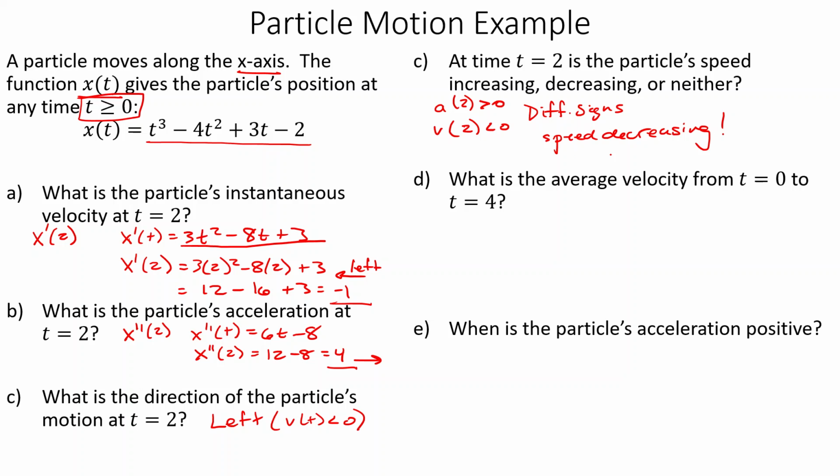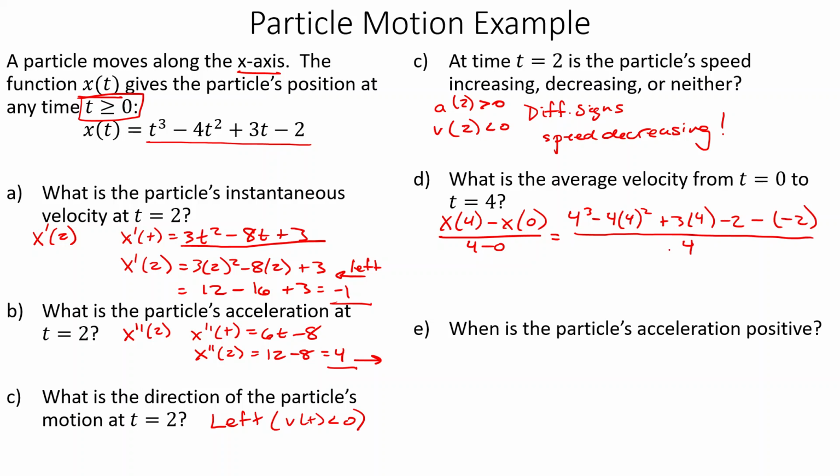All right, so different signs means they're fighting against each other, it's slowing down. What's the average velocity from t equals 0 to t equals 4? Well, that's just going to be x of 4, the position at 4, minus the position at 0, over 4 minus 0. All right, so we're going to get 4 to the third minus 4 times 4 squared plus 3 times 4 minus 2, minus, if we plug in 0, we're just going to get that negative 2 at the end. Everything else is 0.